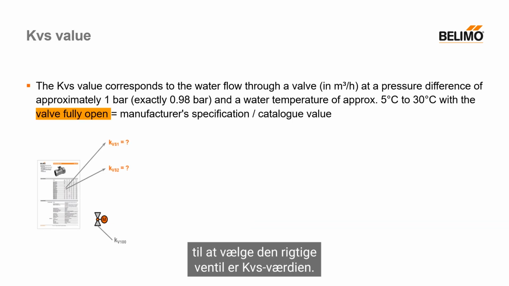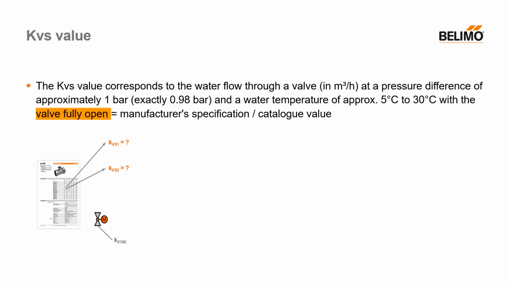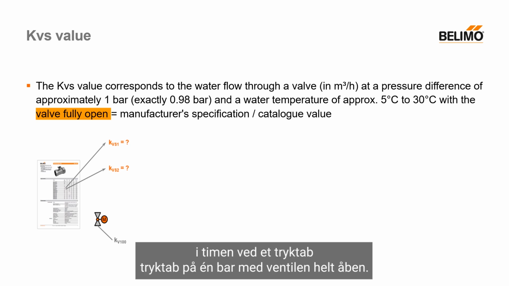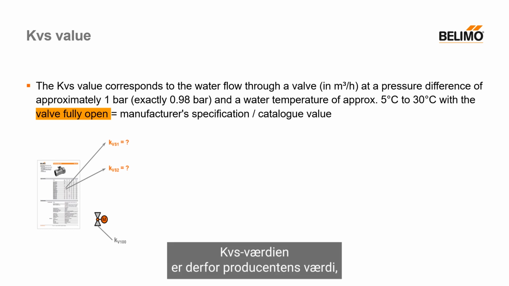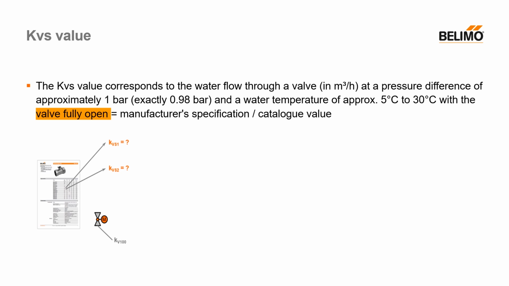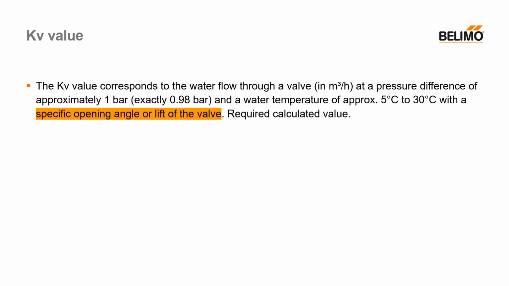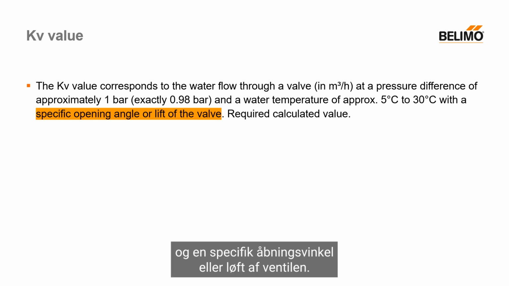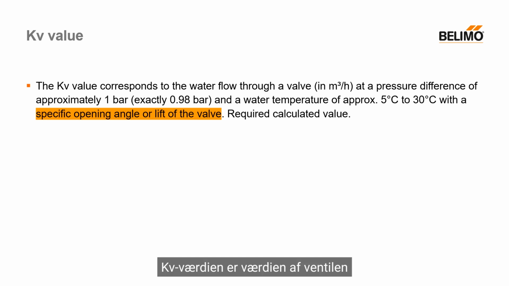Another value we need to choose the right valve is the KVS value. The KVS value corresponds to the volumetric flow in cubic meters per hour at a pressure loss of 1 bar, with the valve fully open. The KVS value is therefore the manufacturer's value, the catalog value that we manufacturers print. The KV value corresponds to the volumetric flow in cubic meters per hour at a pressure loss of 1 bar and a certain opening angle, or a certain stroke of the valve. The KV value is the value of the valve calculated during valve selection.